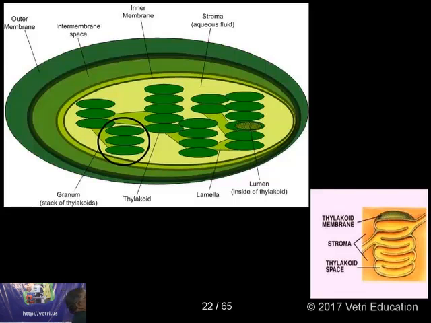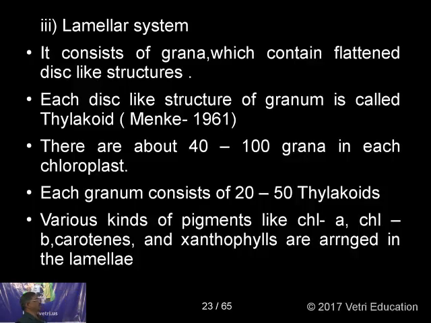So next we will see the lamellar structure, which consists of grana that contain flattened disc-like structures. Each disc-like structure of a granum is called a thylakoid. The name was given by Menka in 1961. There are about 40 to 100 grana in each chloroplast, and each granum consists of 20 to 50 thylakoids.